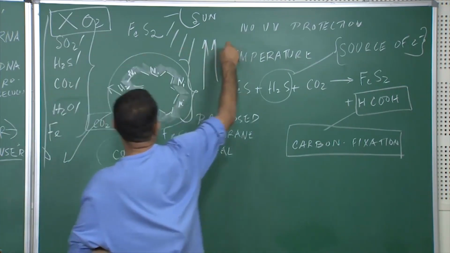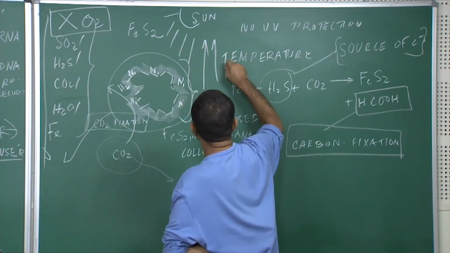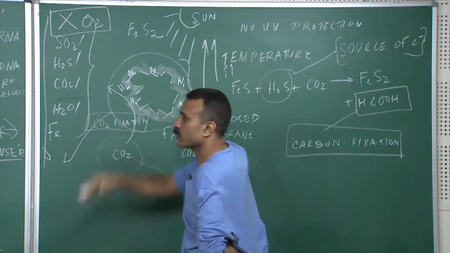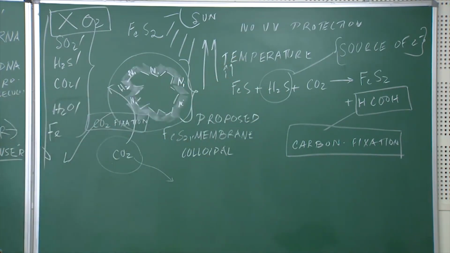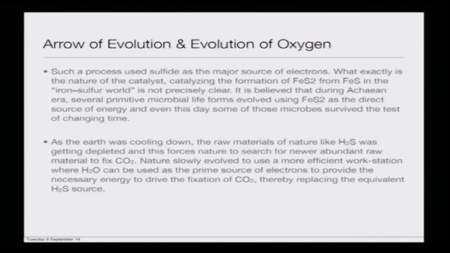Now, Earth was cooling down. So, this is the situation when temperatures were falling. As time was passing by, temperatures were falling down. What exactly is the nature of the catalyst catalyzing the formation of FeS2 from FeS iron sulfur ore is not precisely clear. It is believed that during the Archean era, several primitive microbial life forms evolved using FeS2 as a direct source of energy, and even to this day some of these microbes survive the test of changing time.